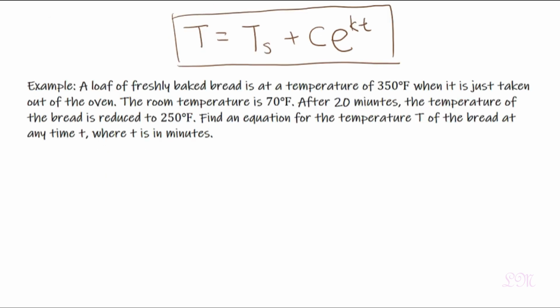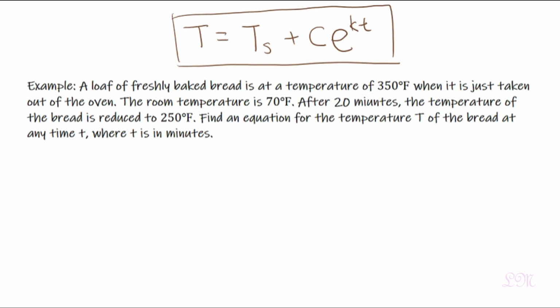One really typical example here. You might want to pause the video to read it first. Our goal is to find an equation for the temperature of the bread at any time. Which means in your final answer, you should only have two variables, capital T and lowercase t. So if you look at the equation on the top there, that means you have to find T sub s, c, and k.